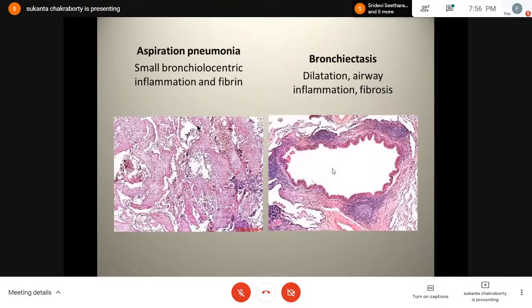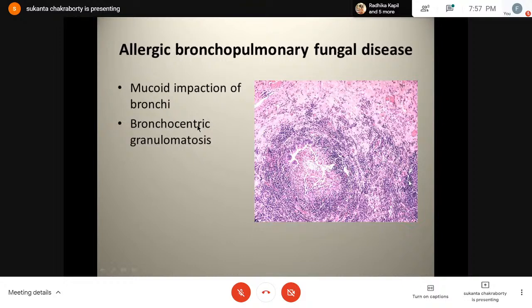Now quickly some other subgroups of ILD. Aspiration pneumonia can also give rise to a picture of interstitial lung disease. Aspiration pneumonia is centered around small bronchioles, with small bronchiocentric inflammation and fibrin deposition. And in bronchiectasis, there is dilatation of the bronchi, and with that there is airway inflammation along with fibrosis. This is a very short discussion on some other subtypes of ILD.